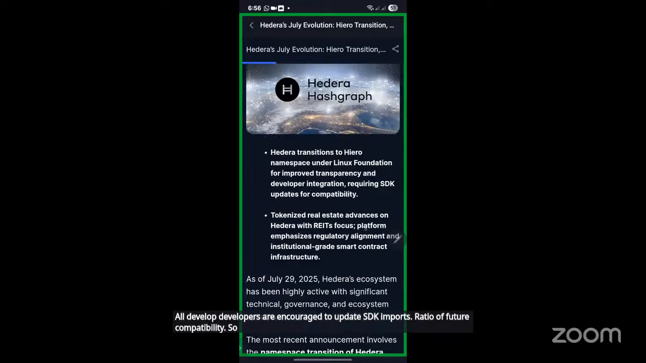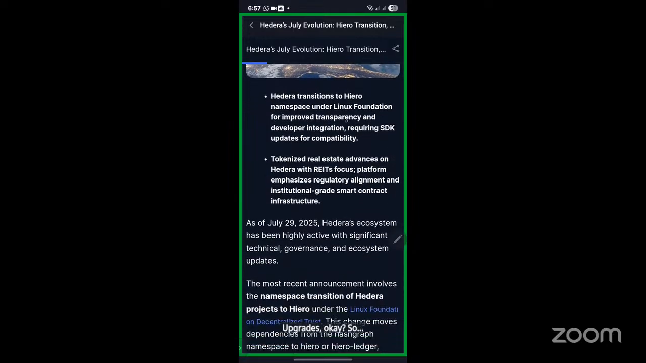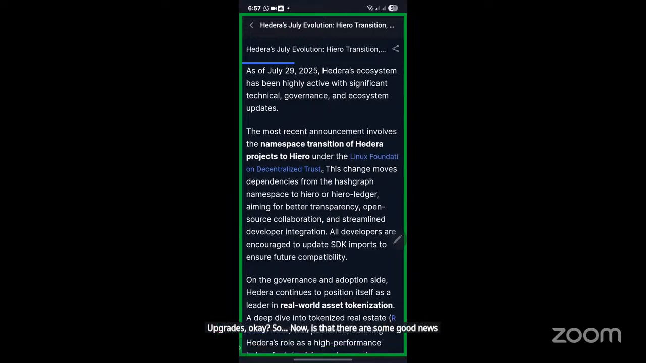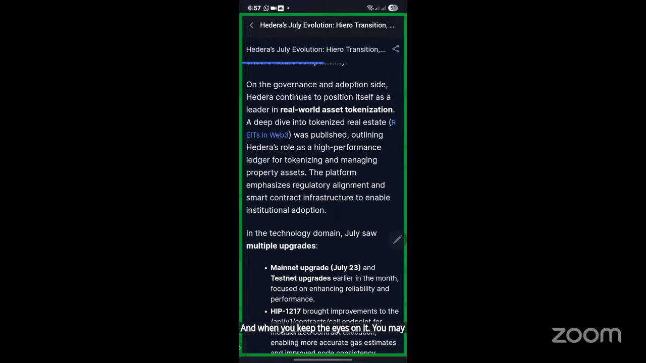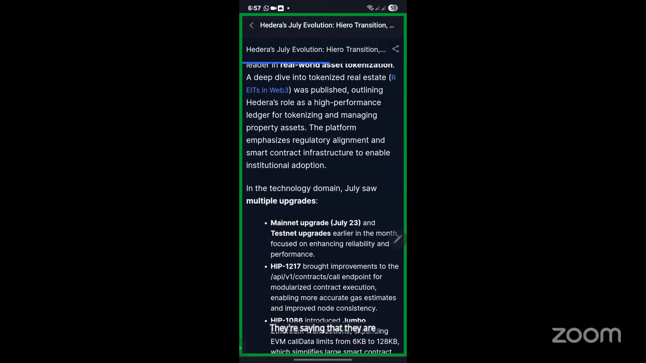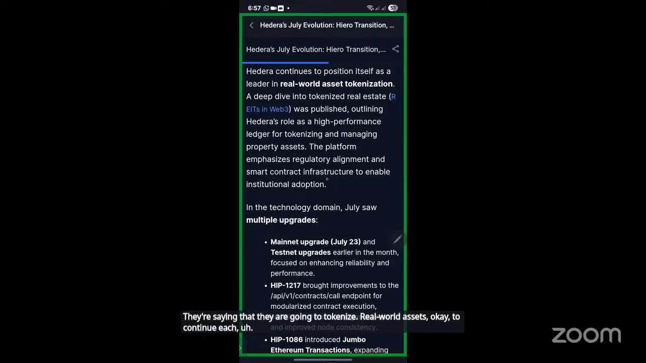I've not seen this news before, but it came out within the last 27 minutes: there is an upgrade, there is a transition, and real estate tokenization upgrades. So I see that there is some good news around this coin, and when you keep your eyes on it, you may see it going higher. They are saying they are going to tokenize real world assets, with a deep dive into tokenized real estate. So it will get a boost from tokenization.